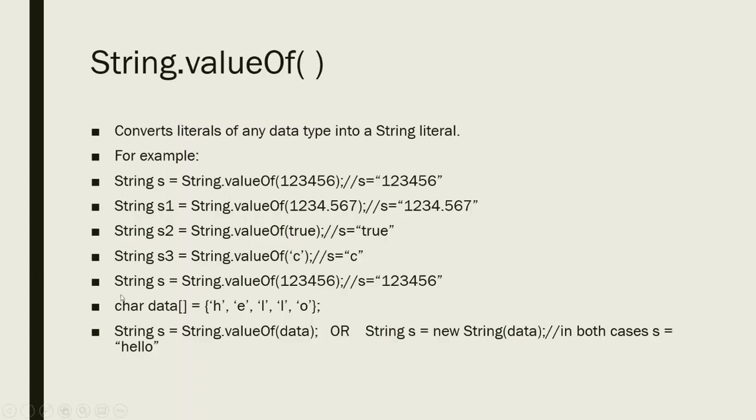This is a character array called data, which comprises of the letters of the word hello. And we can convert this into a string in two ways, using the value of method or by writing string s is equal to new string, open brackets, data, close brackets. And the result for both would be s is equal to hello. However, these two only work for arrays of char data type.